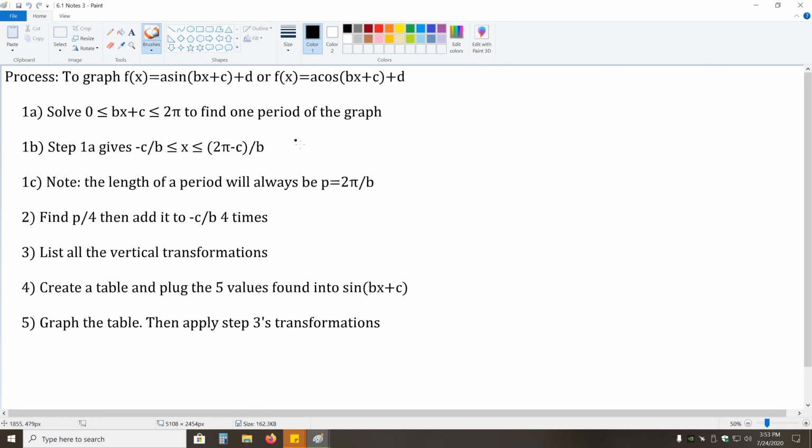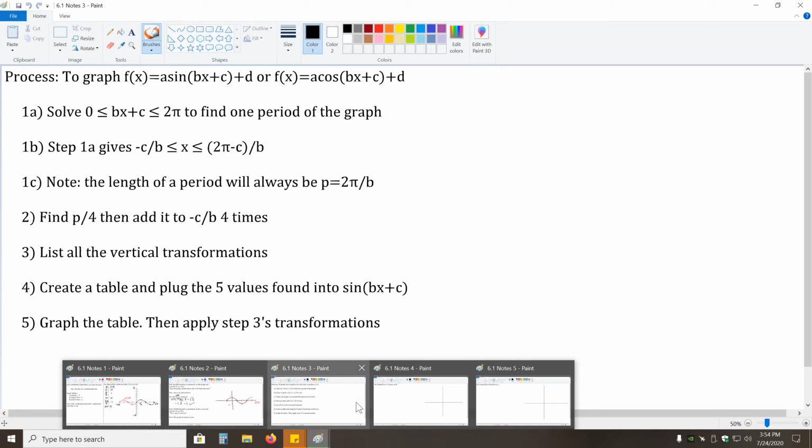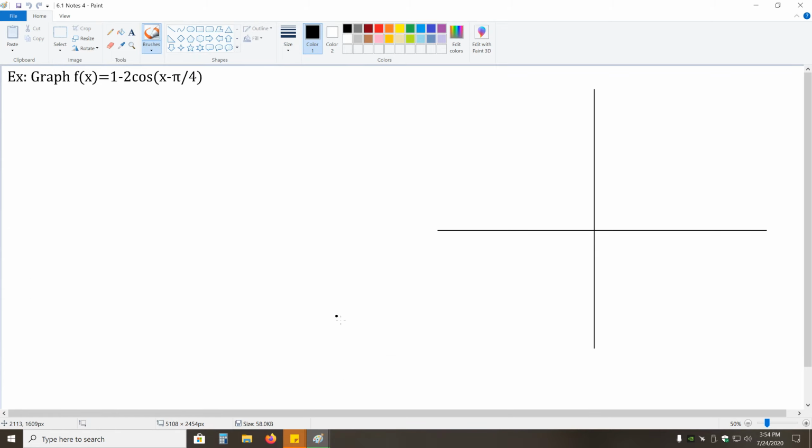This process seems overwhelming at first. I understand that, but as you go through it, difficult though it may be, it will make sense because it is the exact same thing over and over and over every single time. So it will become second nature. You'll be able to just do it without even thinking about it as long as you just keep practicing it a bunch. So with that, let's go ahead and try this out.